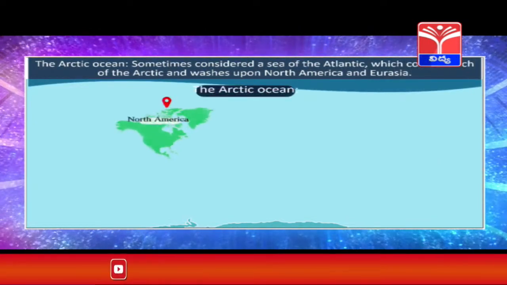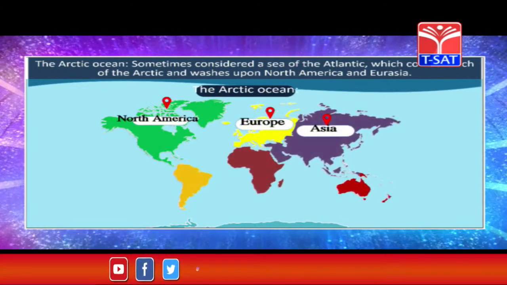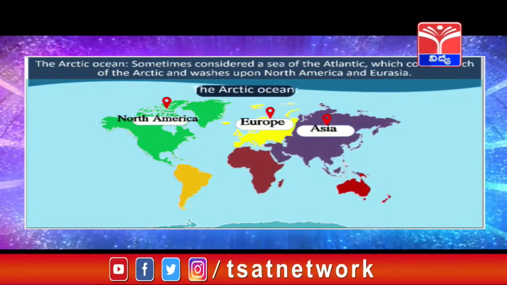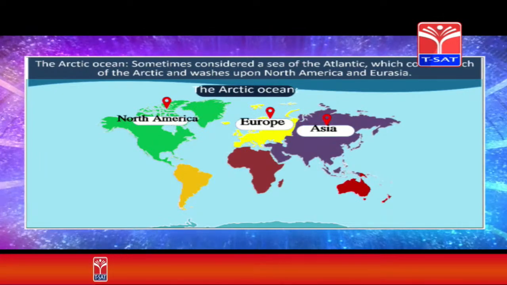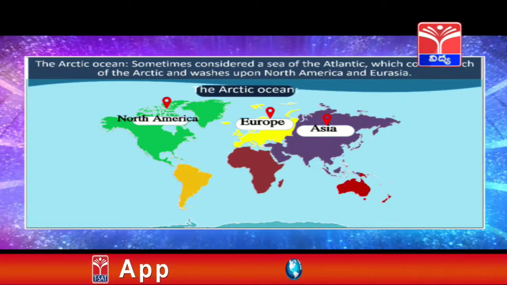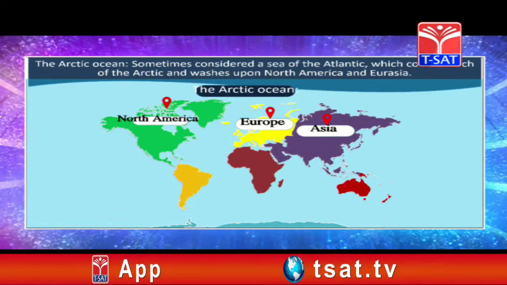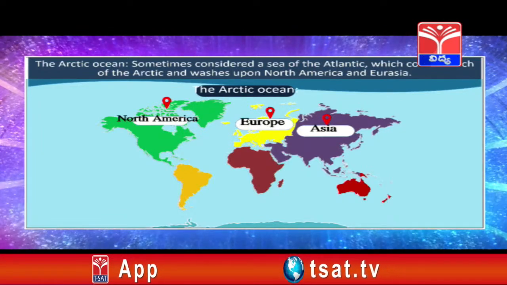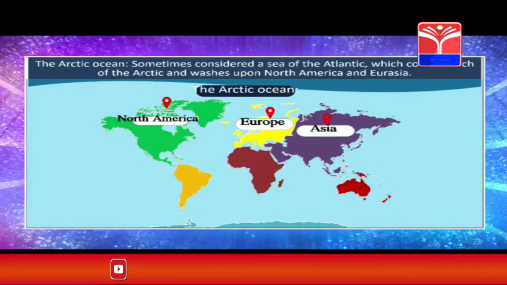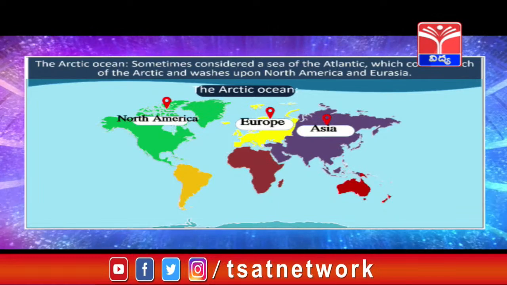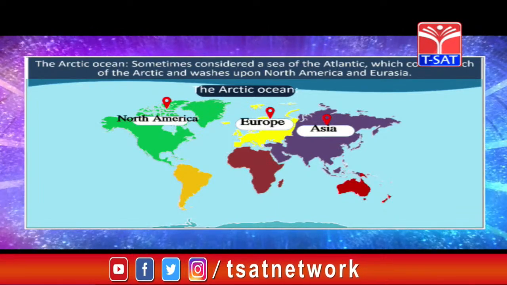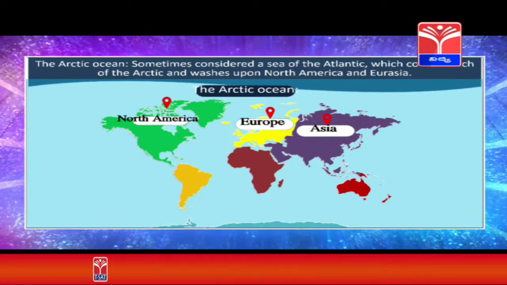It is sometimes considered as a sea of the Atlantic, which covers much of the Arctic and washes upon North America and Eurasia. The Antarctic and Arctic Oceans are called the frozen oceans, children, because the sun rays reach slanting towards the poles. These two poles are totally frozen into ice, and that is the reason the Arctic Ocean and Antarctic Ocean are also frozen into ice.